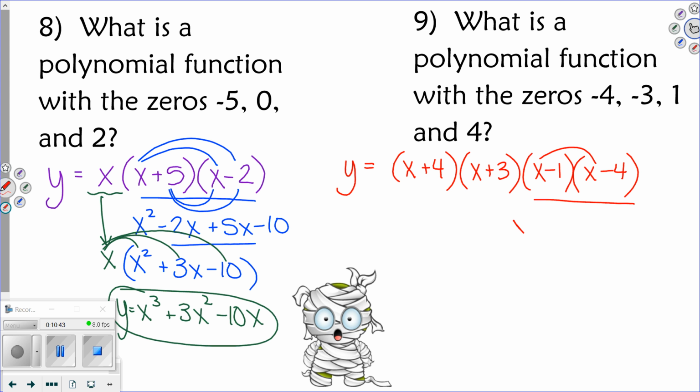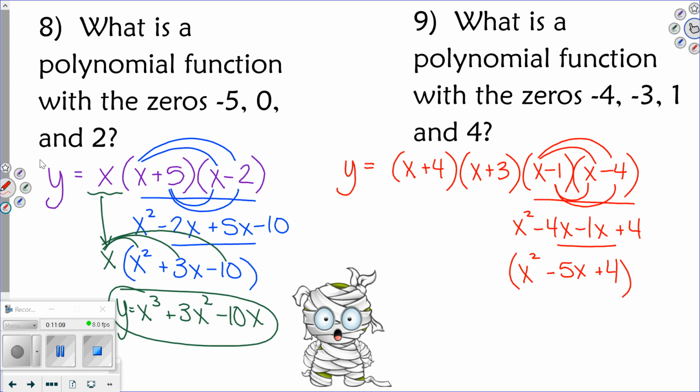X times x. X times negative 4. Negative 1 times x. Negative 1 times negative 4, positive 4. All right, go ahead and clean up like terms. So we get x squared minus 5x plus 4. What should I bring down next? I'm going to just bring down the x plus 3 for now, just so I don't get that other one in my way. And then I'll distribute through with this one.